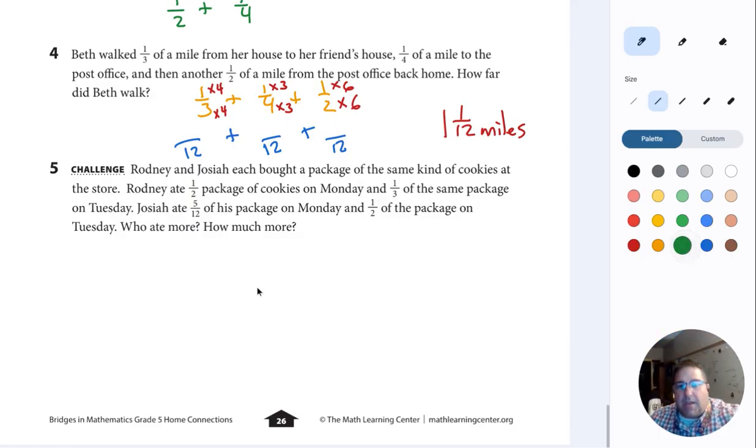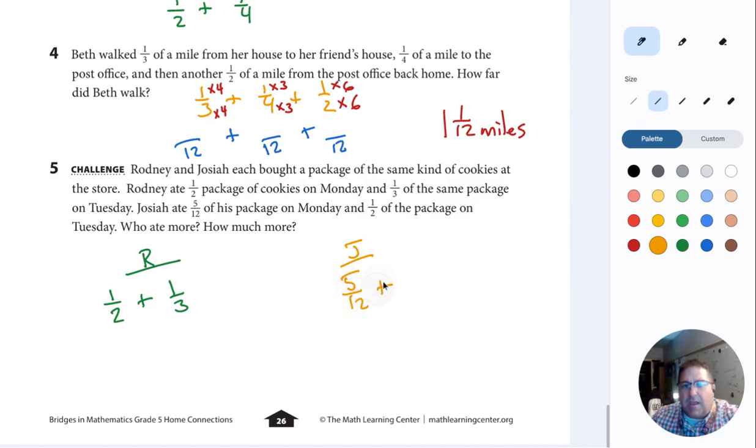All right, so we got Rodney. Now, he ate half of it right away. Whoops, not 1/12, half. He ate half of it right away on Monday, and then the next day he had a third. Okay? And then we got, was it Josiah? Josiah ate 5/12 of his package, and then he had half of the package.